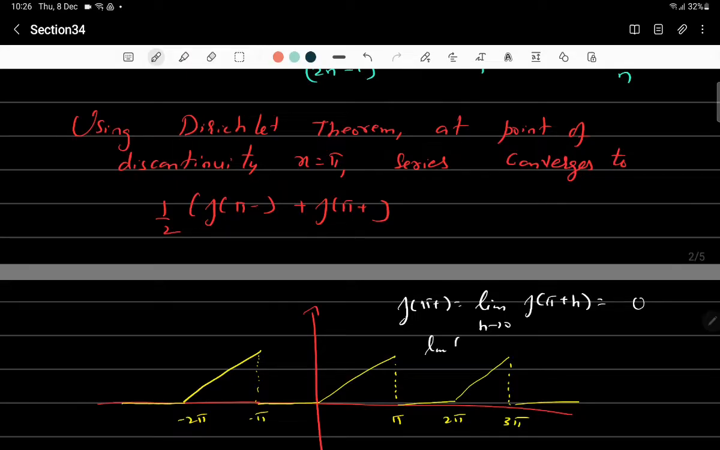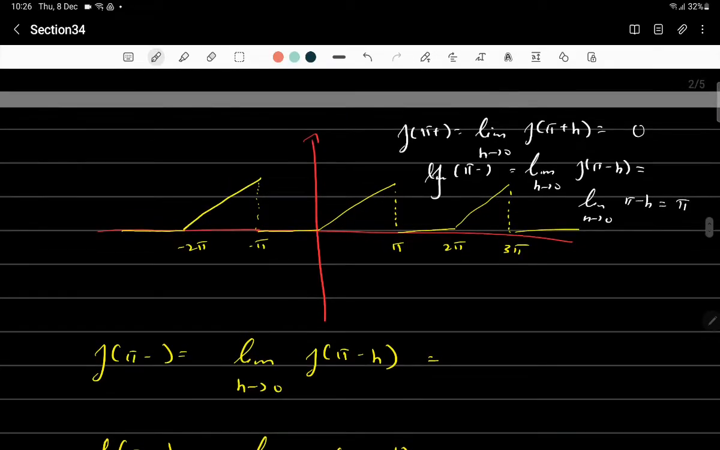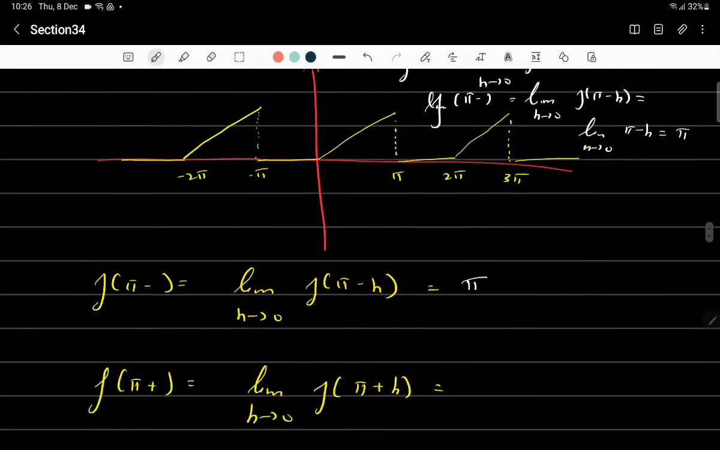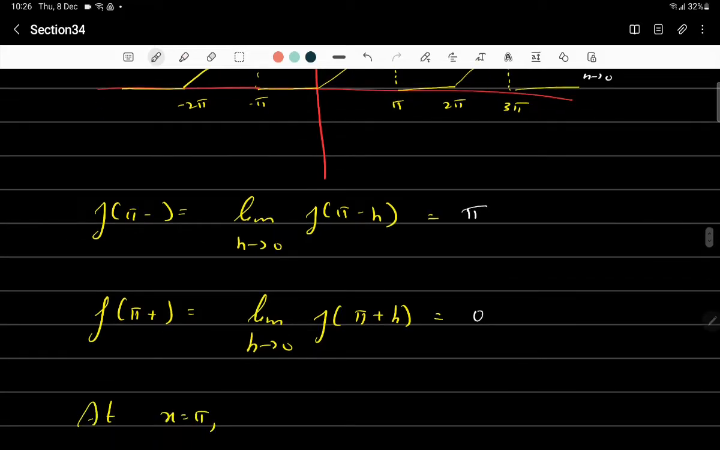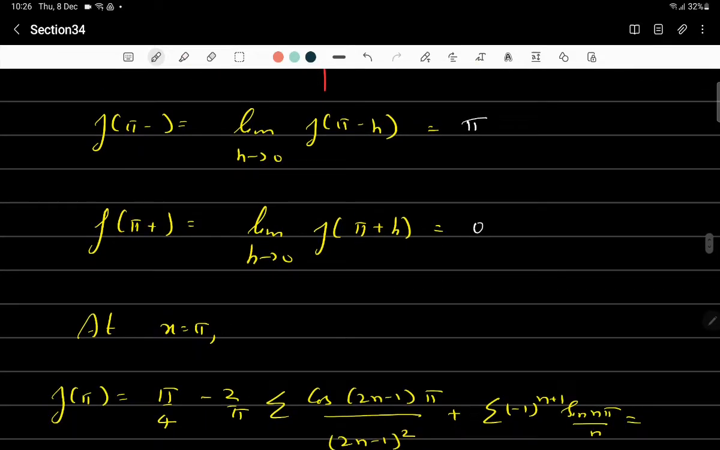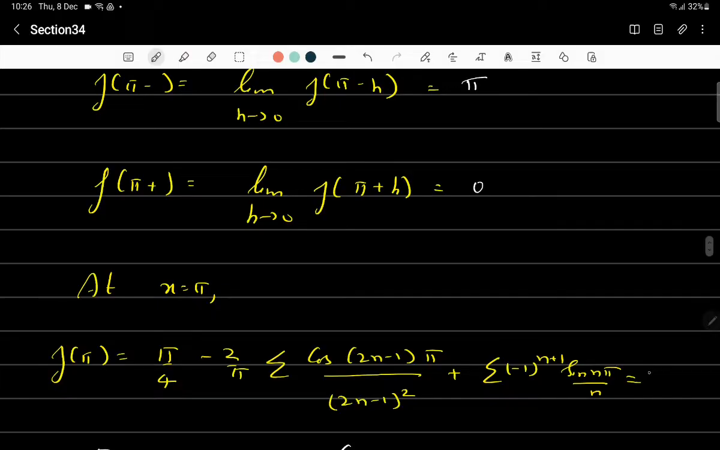Similarly, if I compute f of pi minus, then it is the limit as h tends to 0 of f of pi minus h. Pi minus h is just before pi, so this becomes pi. So the left hand limit is pi, the right hand limit is 0, and at the point x equal to pi, f of pi becomes (pi plus 0) by 2, which is pi by 2.